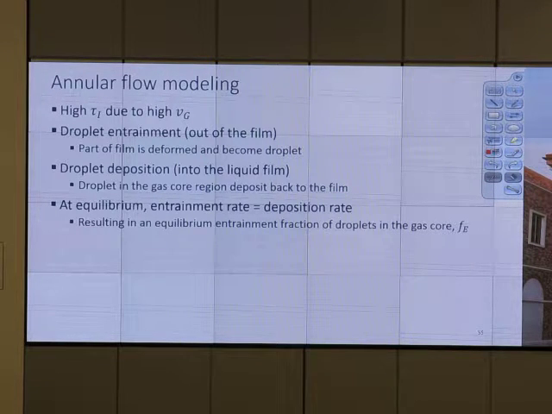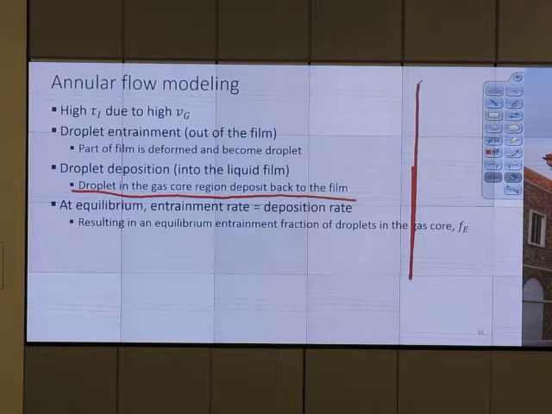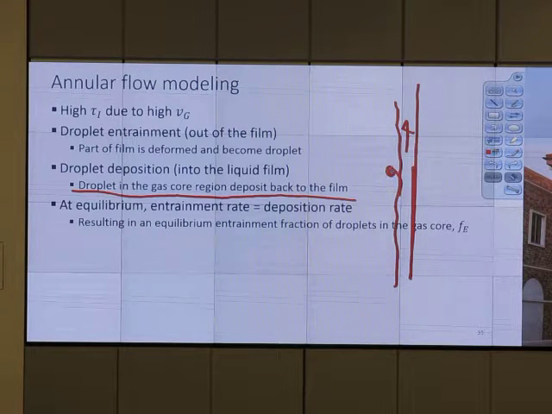And droplets in the gas core region deposit back to the film. So we have film, right? Film goes up, or film can also go down, but most of the time, I think it should go up if you flow gas fast enough to the point where there is some kind of atomization, so the droplets are released. Because of the gas, it shears off the surface. Then we have droplets created from the film.